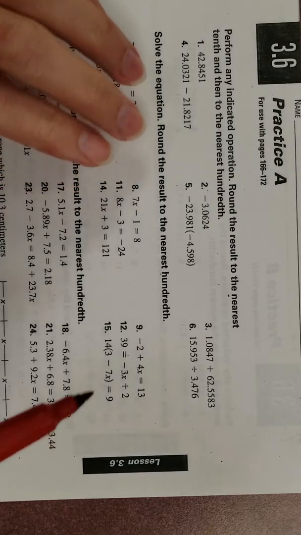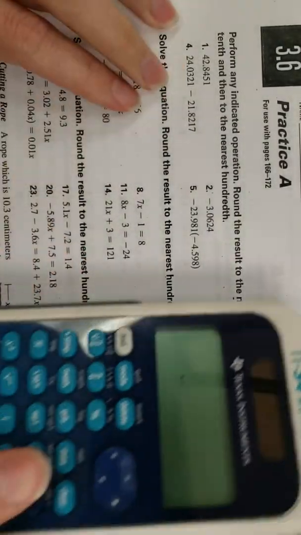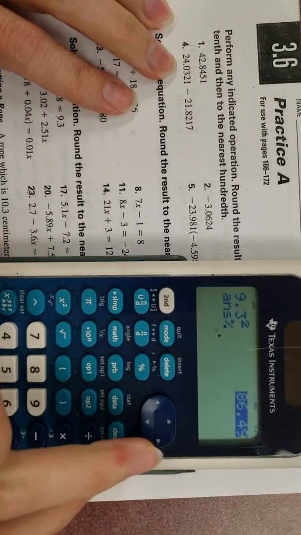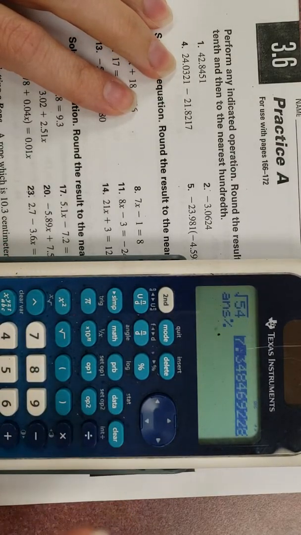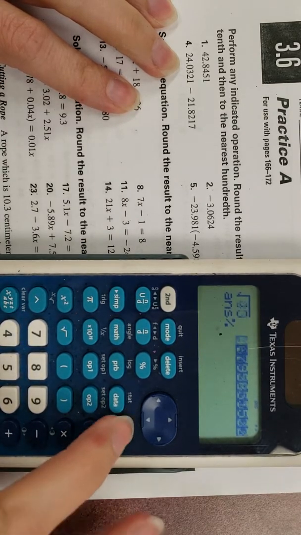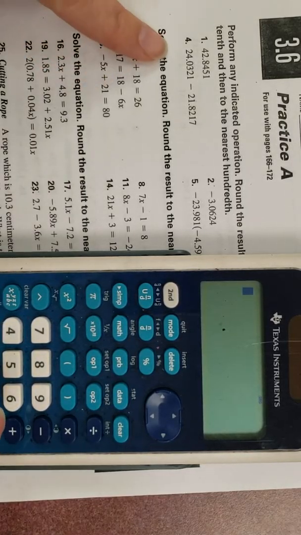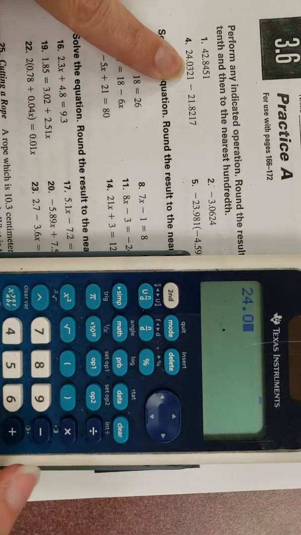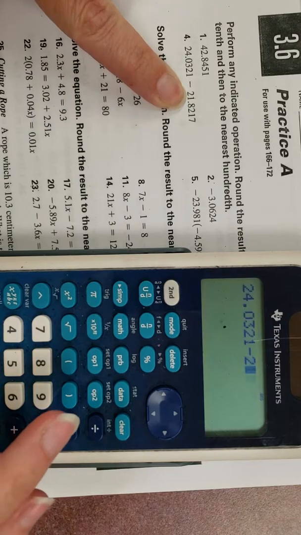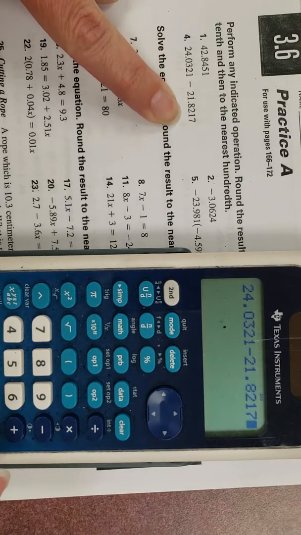So, one second. Sorry, I had to grab a calculator. So what that means is, forget it. Yeah, technology, okay. So if I do 2, 4, 0, 3, 2, 1, minus 2, 1, 8, 2, 1, 7, double check, okay.